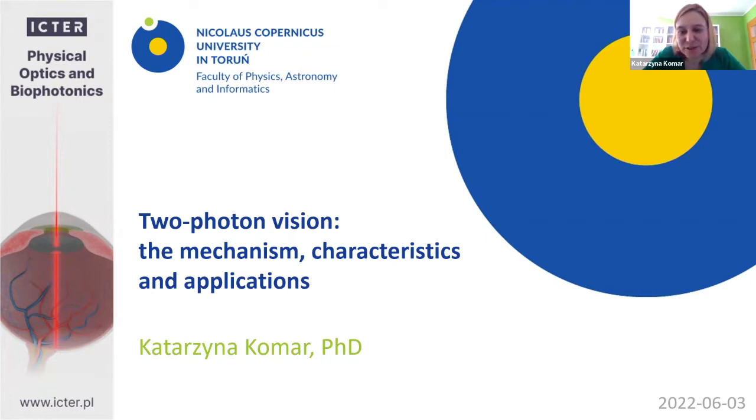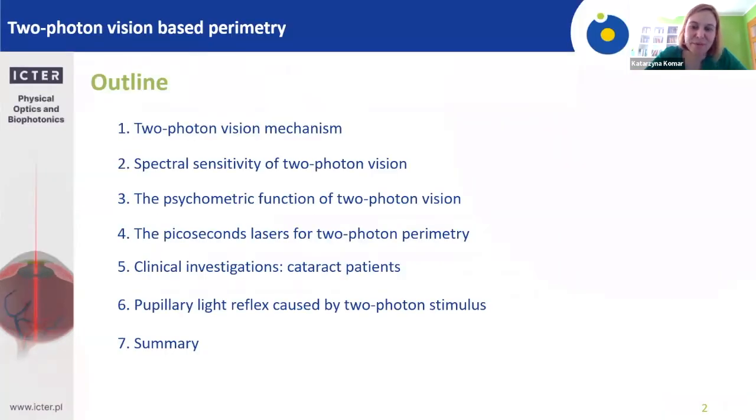Two-photon vision is quite new, and I would say a very elite subject. Therefore, I'm very pleased to have this seminar and share our results. The title is Two-Photon Vision: the Mechanism, Characteristics and Applications, and it is connected with the title of my grant, which was finished this year. I will just present main results, and it will be some selected experiments, not everyone that were done here in Poland. But I would like to highlight the difference between one and two-photon vision in this seminar.